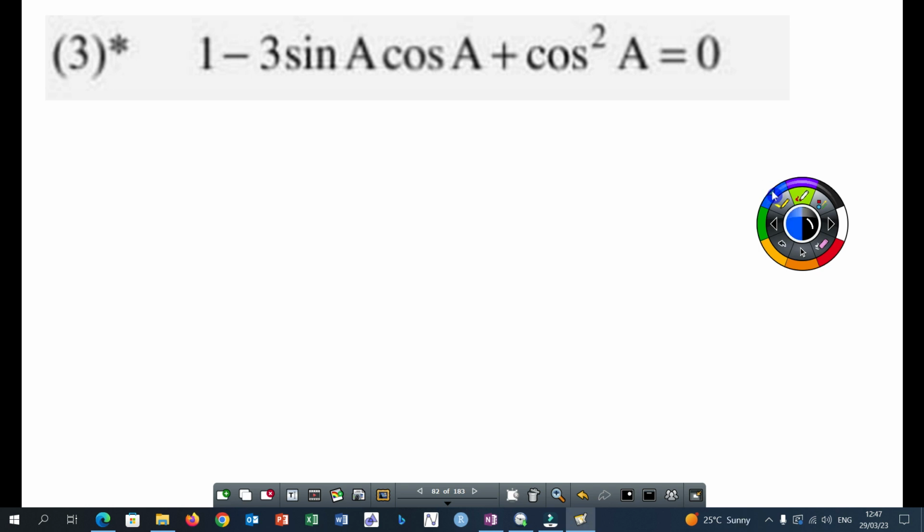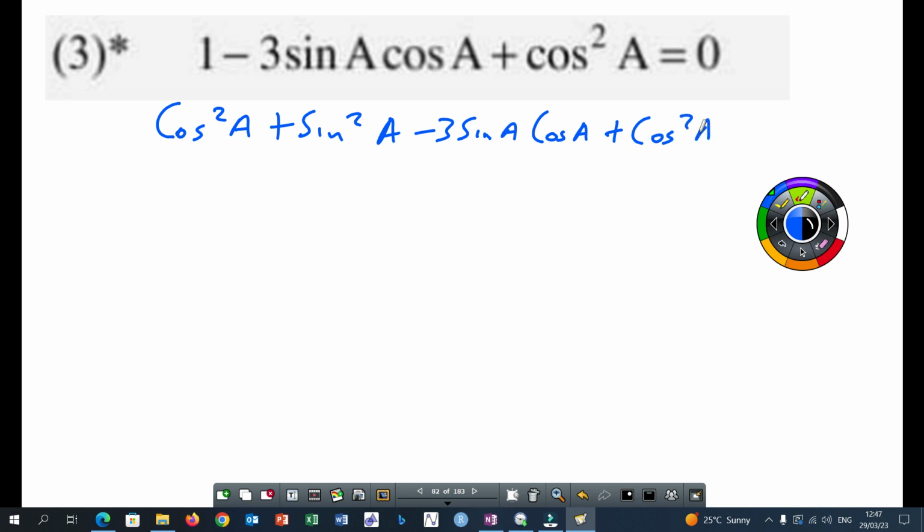Alright, so for this question, as it is, you cannot factorize it. So you have to convert this 1 here to cos squared A plus sine squared A. That's the first step. So that will be cos squared A plus, let me just write it, minus 3 sine A times cos A plus cos squared A equal to 0.